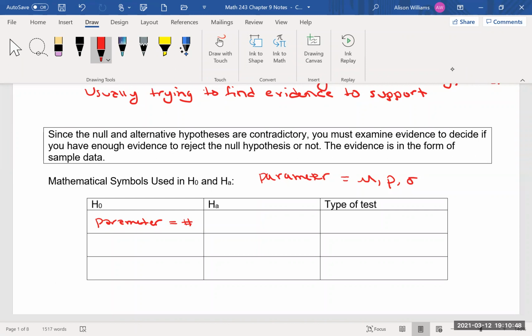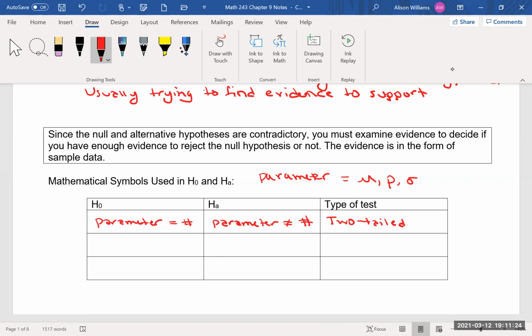Now, one version of an alternative hypothesis could say that the parameter does not equal that number, just flat out doesn't equal that number. See how they're contradictory to each other? If one is true, the other can't be true. We call this a two-tailed test. And that's talking about the graph, which we'll look at later on.